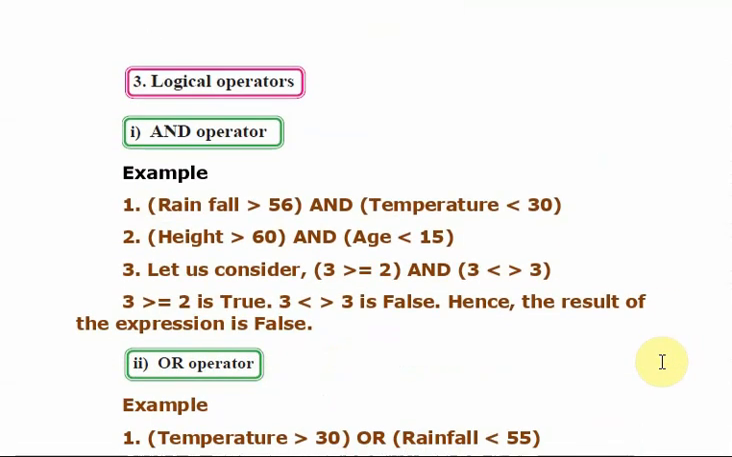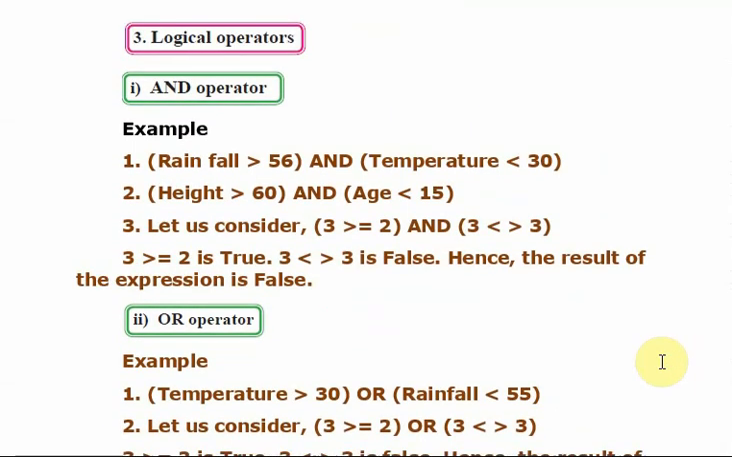Logical operators: AND, OR, NOT. It's very simple. Now see here, rainfall greater than 56, and always we need to make sure whenever we use AND, we need to satisfy both conditions, right? Now see the third one, 3 greater than or equal to 2, yes, and 3 not equal to 3, it is false. So one is true, one is false, finally the entire expression is false, right? We need to satisfy both conditions.